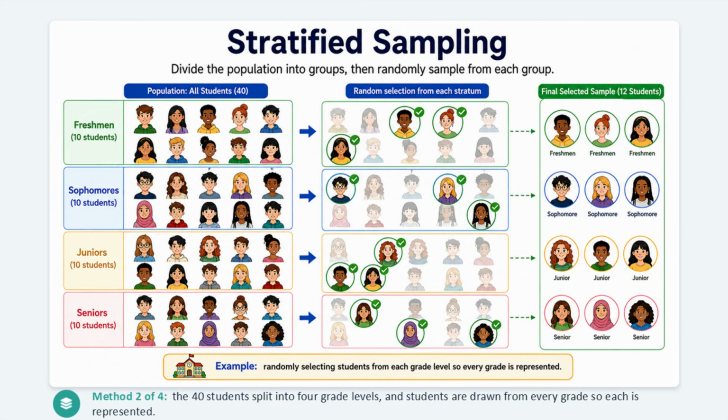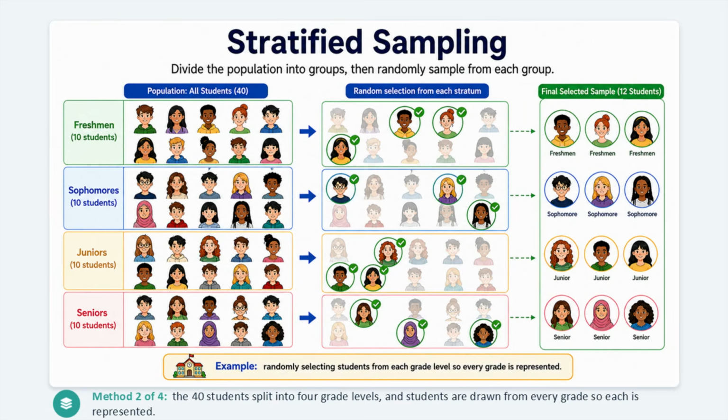Now look at the middle column. From every single stratum, we randomly select a few students. You can see the green check marks. Some freshmen are selected, some sophomores, some juniors, and some seniors. Then, on the right, we get our final sample of 12 students with every grade level represented.